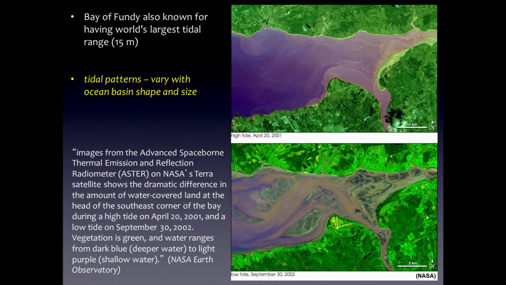So once again, tidal patterns: are they diurnal? Are they semi-diurnal? Do we have a macro tidal range? Do we have a micro tidal range? These are dependent on the ocean basin shape and size. So here we have a very small basin, very restricted. That's going to have an effect on tidal range as well as tidal patterns here in the basin.